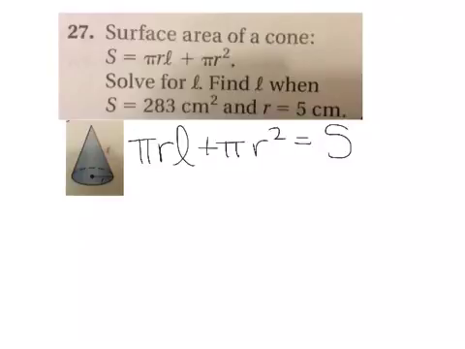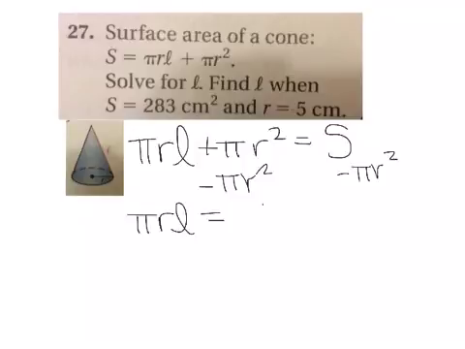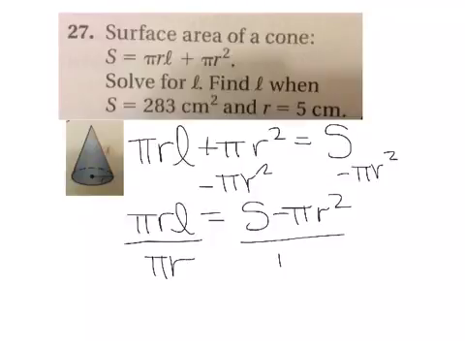Now I'm going to start moving things to the right. The first thing I want to get rid of is the stuff that's being added to the L term. So I'm going to subtract pi r squared from both sides, which will give me pi times r L equals S minus pi r squared. Now I have L being multiplied by a constant and by r. So in order to get L by itself, I'm going to divide by what L is being multiplied by.